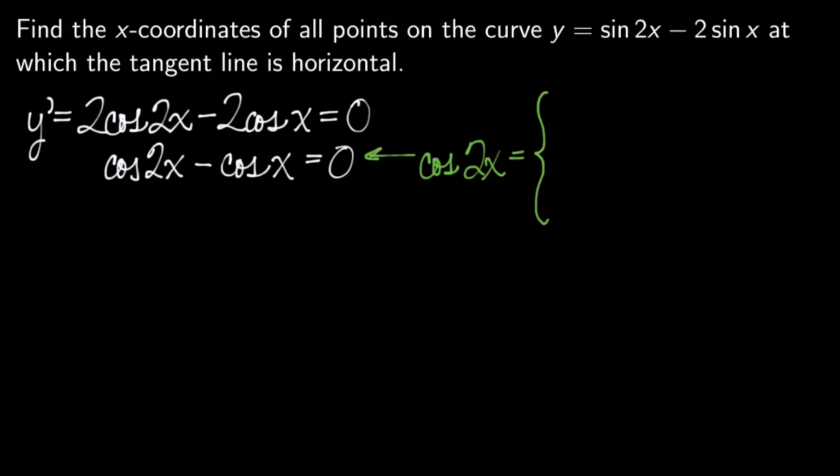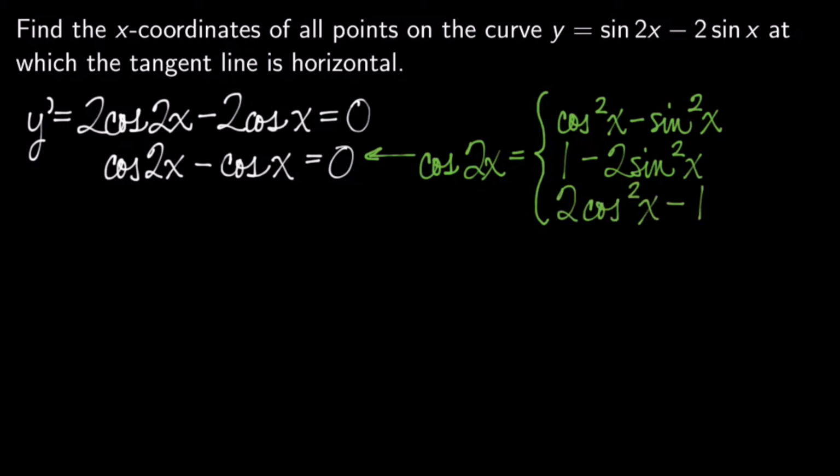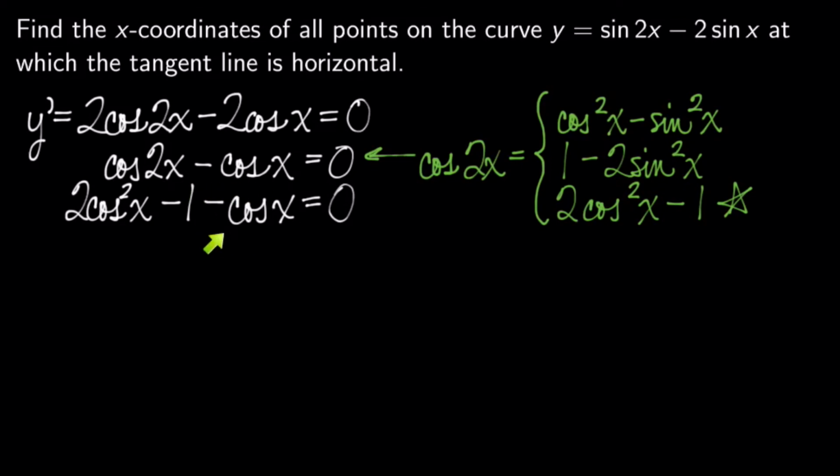And so looking on my handy-dandy trig identity cheat sheet, I see that cos 2x is equal to any of several things, and I can pick my favorite. I have cos squared x minus sine squared x, 1 minus 2 sine squared x, 2 cos squared x minus 1. I can choose any of these that I like. Because I have a cos x here, I am going to choose this guy. He's going to be my winner. And so I'm going to substitute the cos 2x. I'm going to delete it and replace it with 2 cos squared x minus 1. See how the minus cos x above was copied exactly down here.